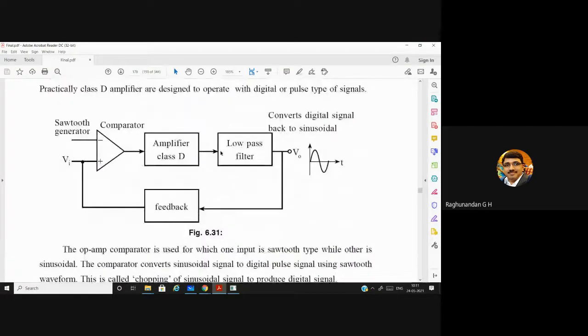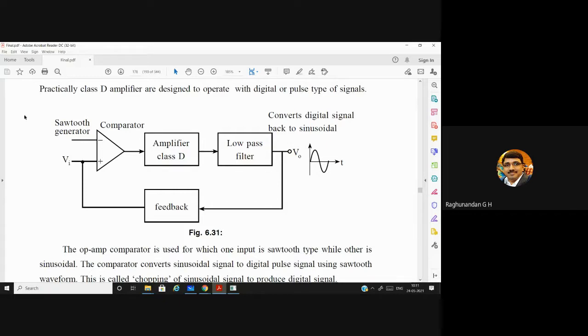Now when both the inputs are given to the comparator, the comparator is going to compare both the inputs, and the output of the comparator goes high if the non-inverting terminal voltage is high. If the inverting terminal voltage is high, the comparator output goes low.